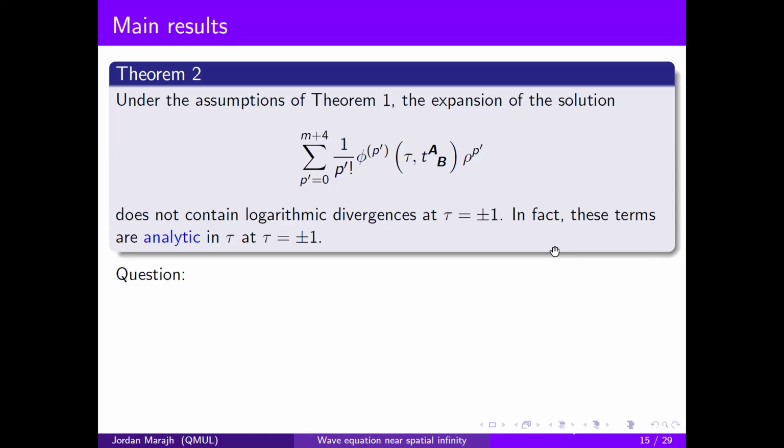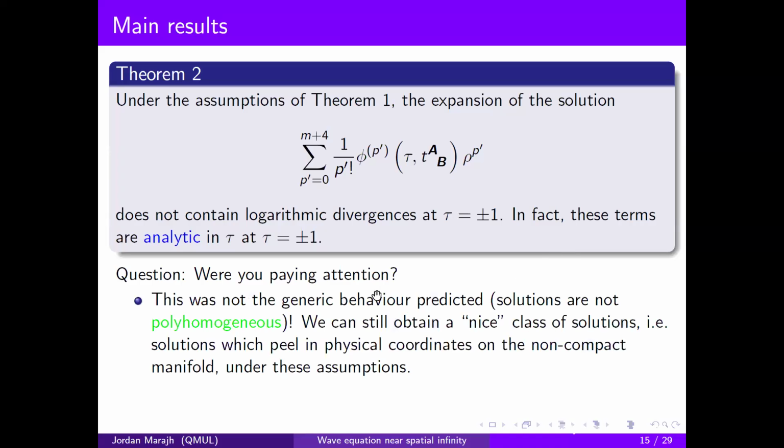So I guess the question that I like to ask the audience when I give the talk is, were you paying attention? Initially I spoke about polyhomogeneity, but now in fact you show that you have something actually much nicer. So that's precisely it. You can still obtain a nice class of solutions, which actually peel in physical coordinates on the non-compact manifold under the assumptions in theorem 1. And you only see this by digging into the solutions of the Jacobi ODEs.